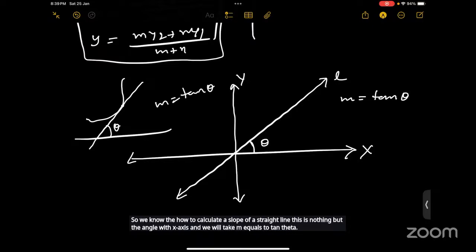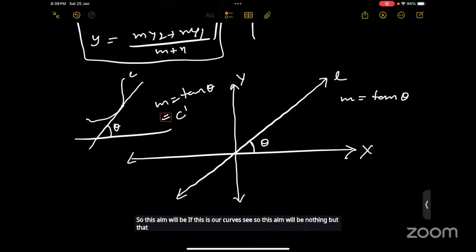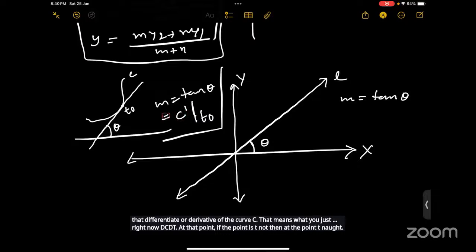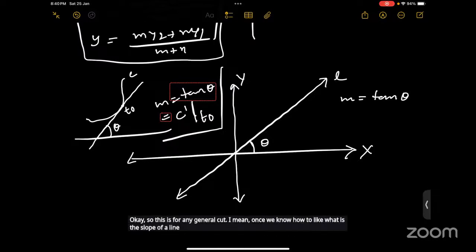So this aim will be, if this is our curve C, nothing but the derivative of the curve C. That means what you just said right now, dC/dt at that point. If the point is t naught, then at the point t naught. So this is for any general curve. Once we know the slope of a line, using the same concept we can similarly calculate the slope of any curve at some point.